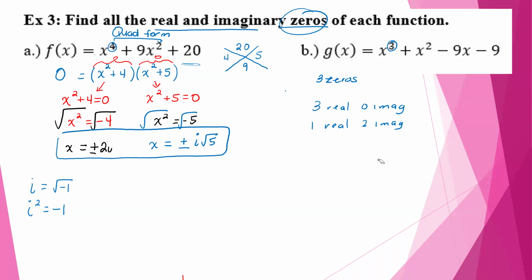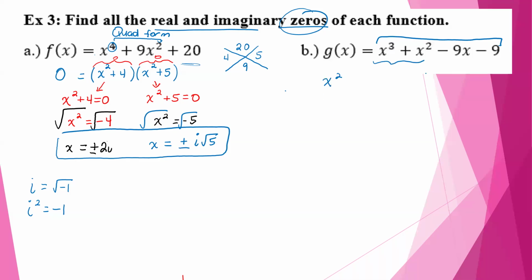Okay, let's go ahead. How am I gonna solve this one? What do I do to this one? Is that quadratic form? No. We're gonna try grouping, right? If grouping doesn't work, what would I have to go to next? Synthetic. Okay, so let's hope grouping works, right? So let's look at these two. What can I take out of the first two? X squared. And what are we left with? X plus 1.